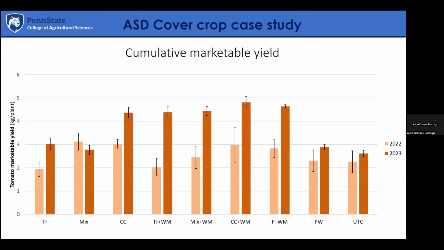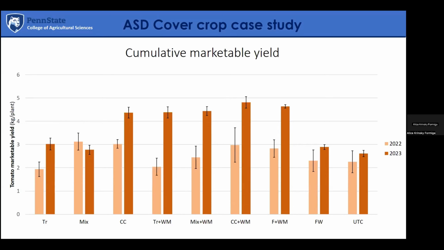And here we're looking at the cumulative marketable yield. First you'll notice that the 2022 yields are quite a bit lower. And at the bottom, we have the different types of plots here. There's not as much of a contrast with the different cover crops with or without the wheat midds in 2022. 2022 was a different growing season.